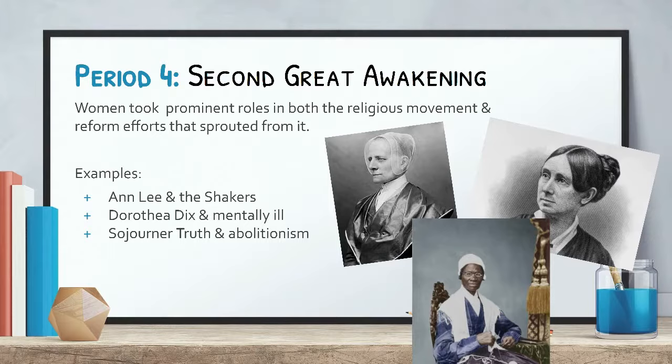For the reformer aspect, there are many examples. We'll just highlight two of them here, which are Dorothea Dix and her advocacy for more humane treatment of the mentally ill, and Sojourner Truth, who was a figure in both the women's suffrage and abolitionist movements.